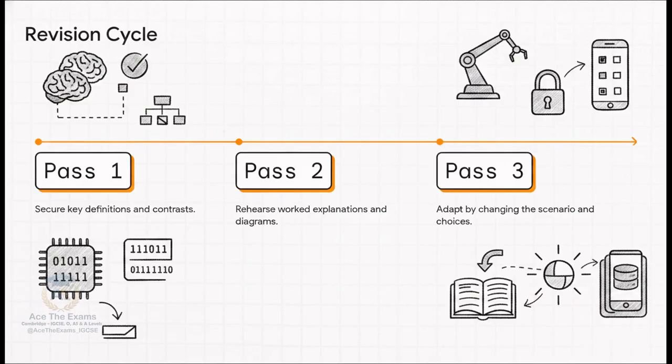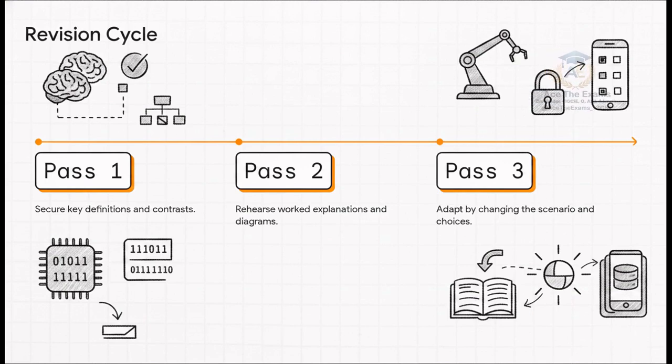Pass 2. Rehearse worked explanations. This means actively practicing the step-by-step binary addition on paper and tracing exactly where that sneaky carry bit falls off the edge of the register. Do it until it's muscle memory. Pass 3. Adapt to changing scenarios. This is the magic step. This is where you move from basic, robotic recognition to true exam adaptability.